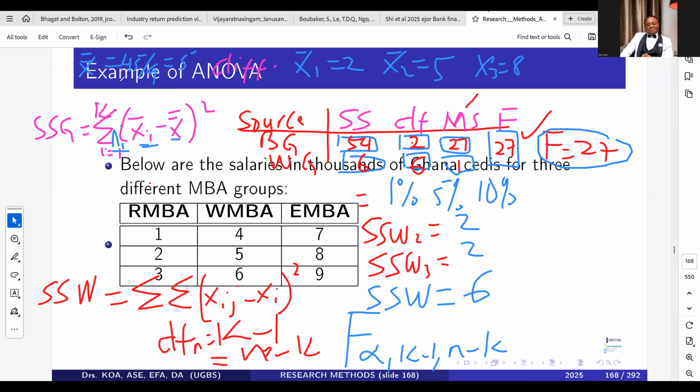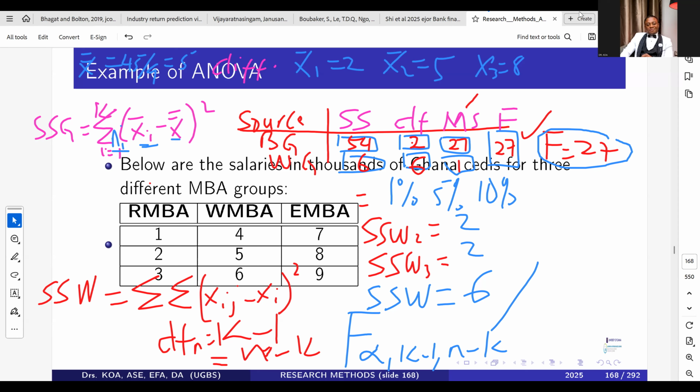If you make 10% error, you've already made 5% error or 1% error. But when you don't know which one to use, always stick with the default, which is 5%. So we are going to rewrite this F critical.